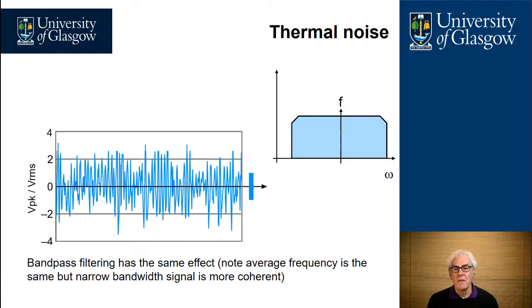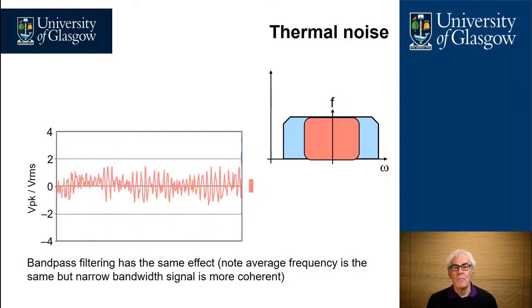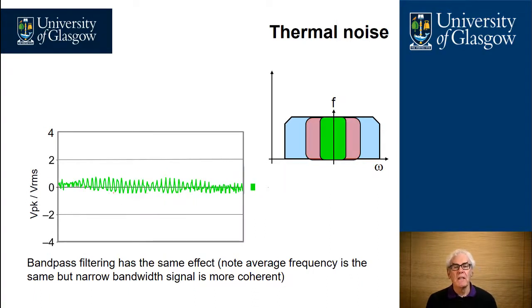So looking at it in more detail, here we have the peak voltage divided by the RMS voltage for the blue signal. If we change the bandwidth approximately 4 times, this is it for the red signal, and eventually for the green signal. And each time, the mean frequency can be identical, but the noise is purely dependent on the bandwidth that is surrounding that frequency.